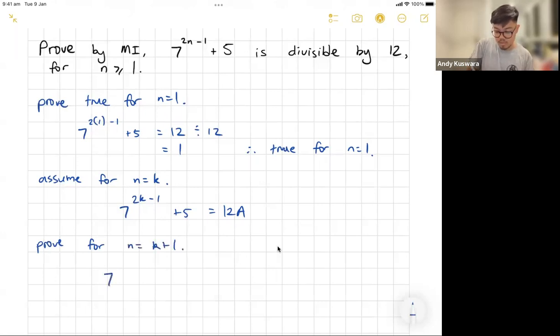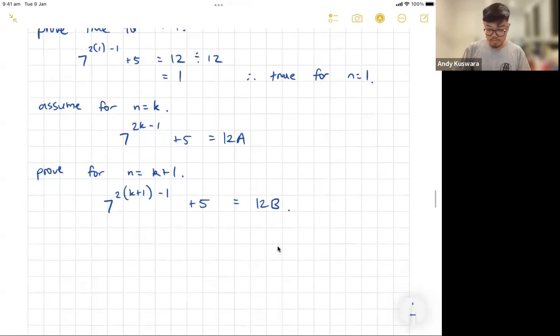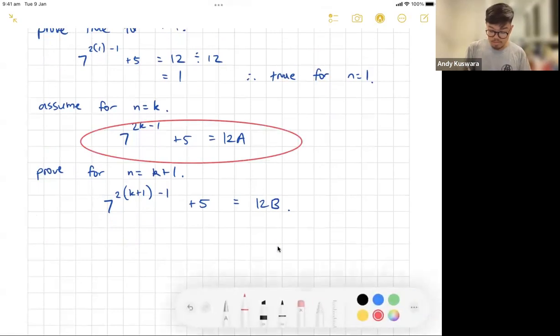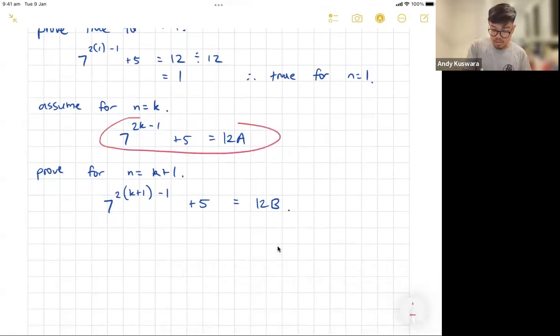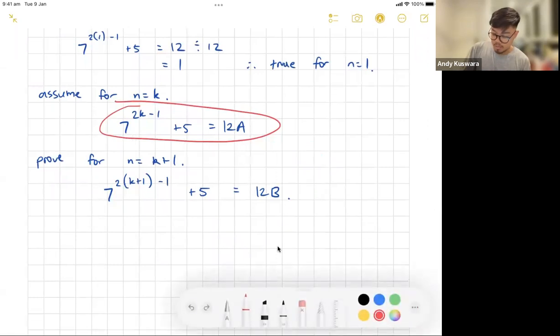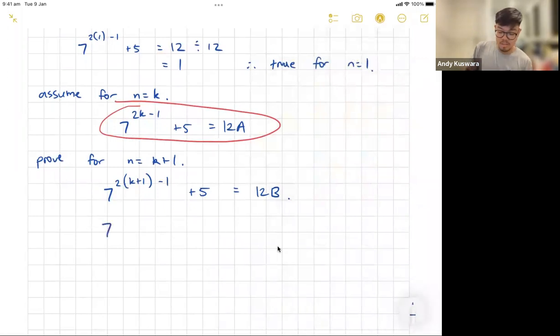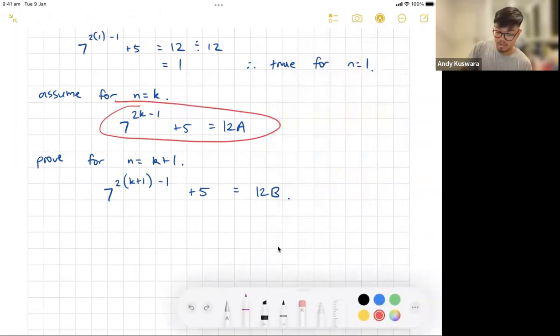So here we'll get 7 to the 2k plus 1 minus 1, plus 5. I'll label this as 12b, again showing that it's divisible by 12. Very similar to before, I'm going to try to get something from up here to help me substitute in down there. Let me clean up what we've got. Let's start over here.